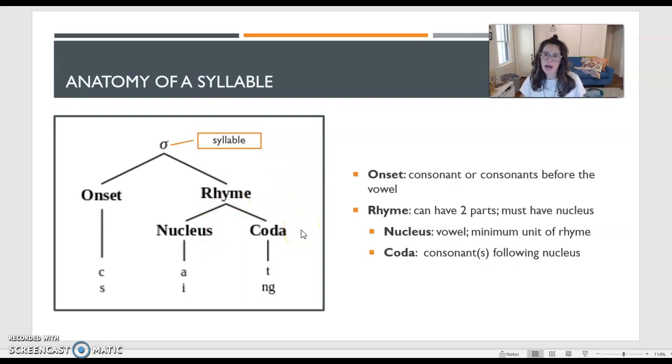You might also have a coda. A coda is the consonant sound or sounds that follow the nucleus. And remember that this is all happening within one syllable. So sometimes, and today we are focusing on one syllable words, but remember that this can be done for multiple syllables across much longer words, right? Okay, so those are the parts of the syllable, right?